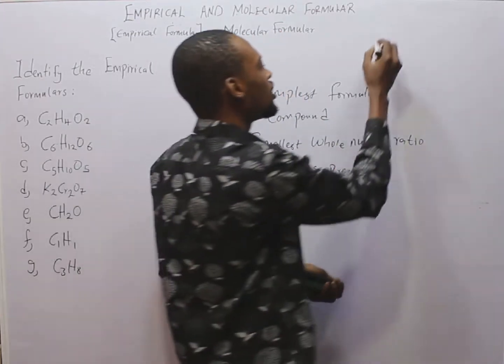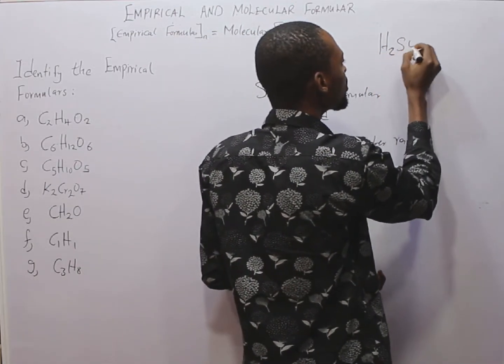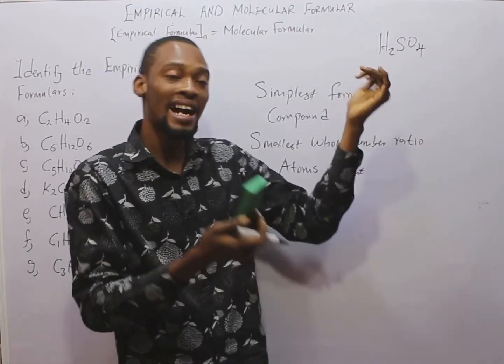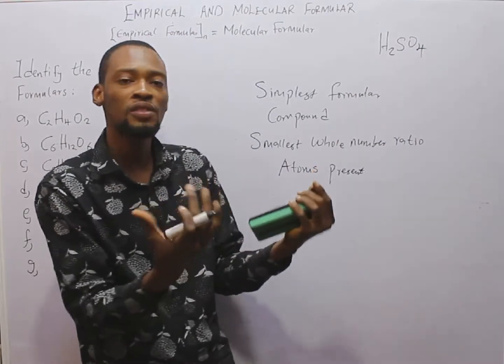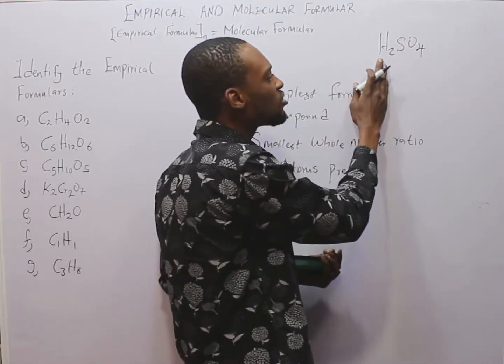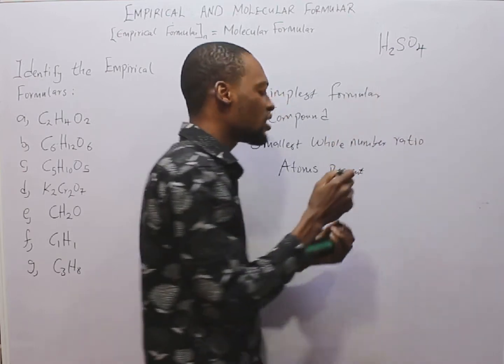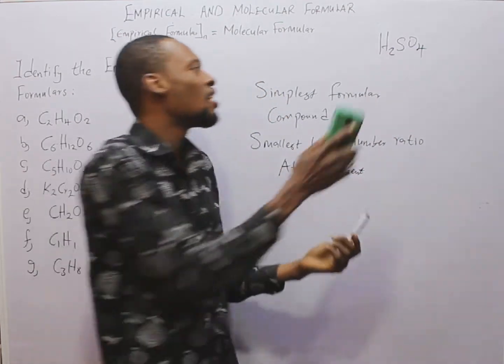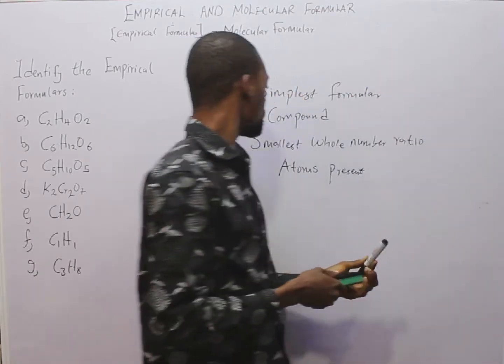For example, H2SO4, tetraoxosulfate 6 acid, in aqueous form. This contains hydrogen, sulfur, and oxygen, which means we have three elements combined chemically. That makes up a compound.